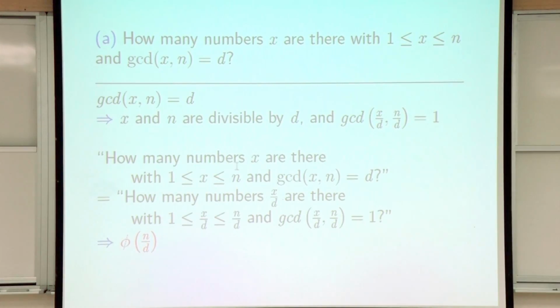So this question, how many numbers are there, is equal to how many numbers x divided by d are there such that x divided by d is between 1 divided by d, which is less than 1, but it's an integer, so it should be greater than or equal to 1, and less than or equal to n divided by d, and GCD(x divided by d, n divided by d) is equal to 1. So the number of x divided by d is equal to phi(n divided by d) here.